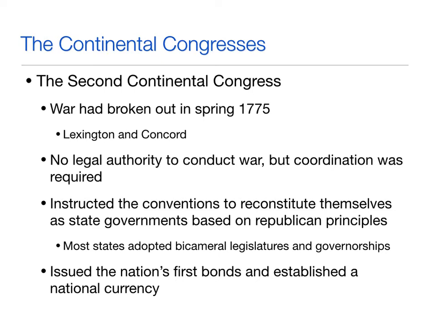But they know they can't officially declare war or conduct war, but they know they need to continue to coordinate with each other. So they decide to send the delegates back home to their colonies, to establish conventions in each colony, to reconstitute themselves as state governments and actually write their own constitutions. And each of these state governments would be based on Republican principles, the kind of principles that our country is built upon today. And each of these newly formed states issued the nation's first bonds, and this Continental Congress established a national currency.